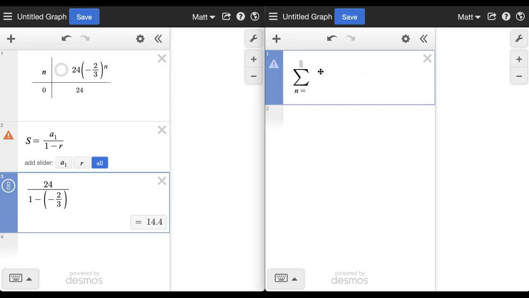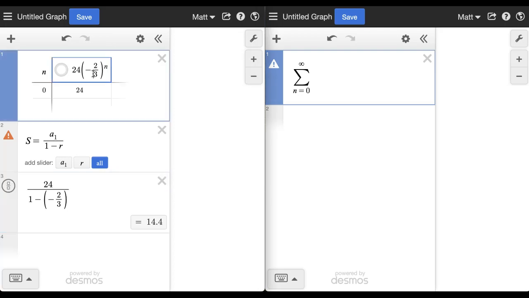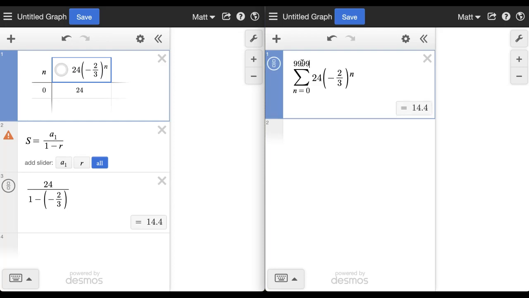Let's just double check everything. So 0 to infinity. And then we have this as your formula. So with Desmos, it doesn't actually calculate the infinite, but what we can do is just plug in a really big number to simulate infinity, right? So if I just go like 99999, that's pretty dang close to infinity, right? Or it's such a big number that we'll be able to round it as if it were infinity. So that confirms it's also 14.4, 72/5.